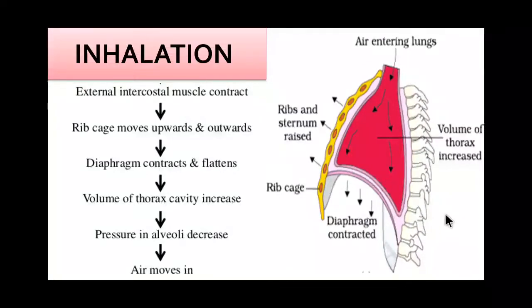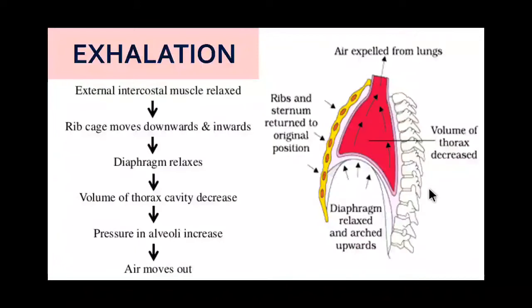Okay, now next, exhalation is a passive process, and it is caused by relaxation of the muscles. That means here the external intercostal muscles are relaxed, and the rib cage then returns to its original position, that means inward and downward.